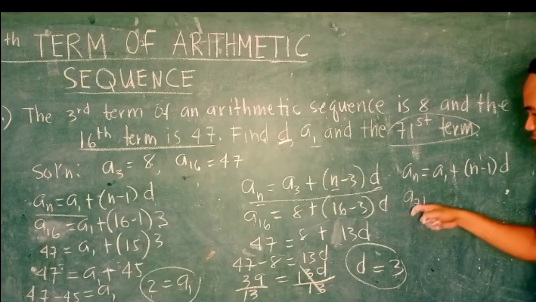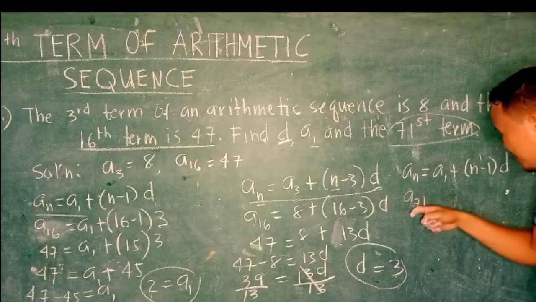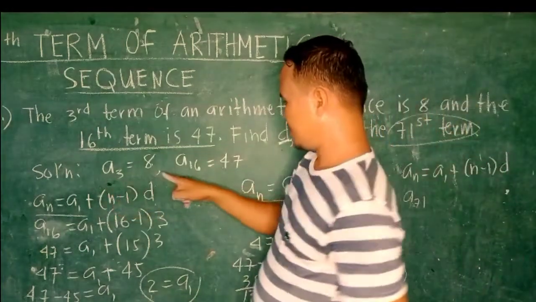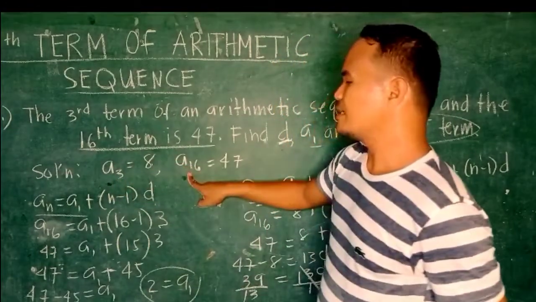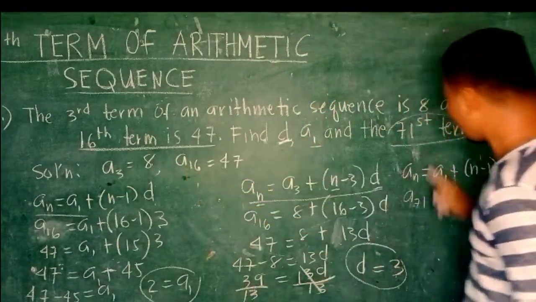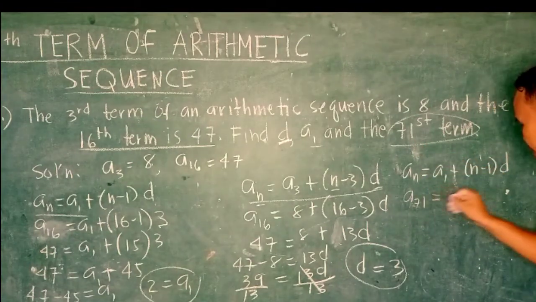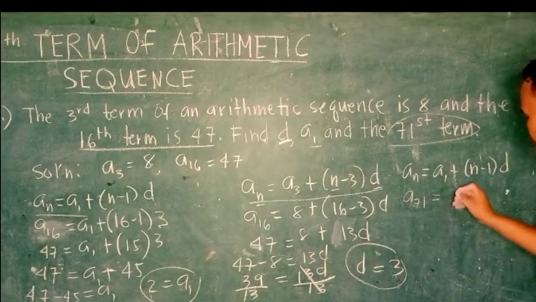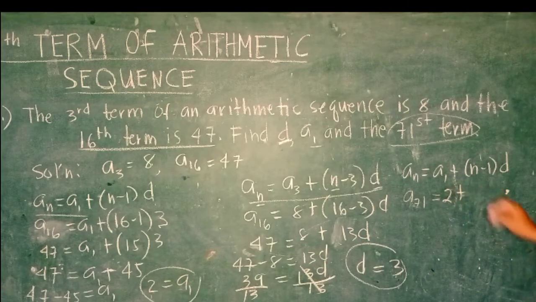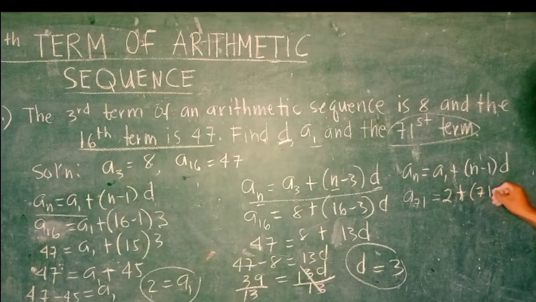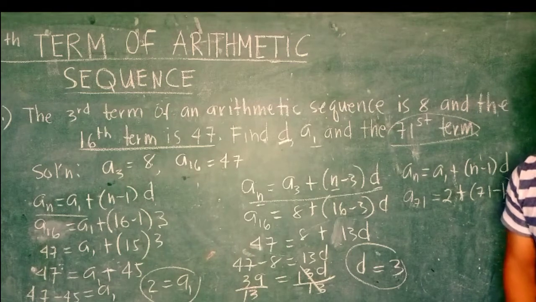So we are asked to find the 71st term. The first term is 2 plus, where we substitute n, 71 minus 1, times the common difference 3. So we are just using substitution here.